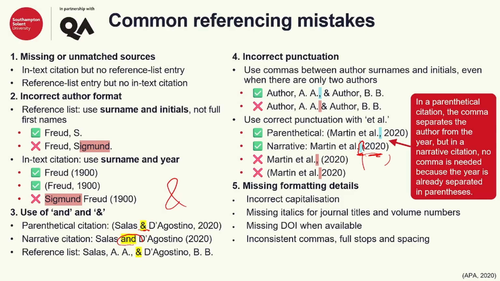Finally, check every comma, full stop, bracket, and space. APA references contain many small formatting details, and consistency is essential. Before submitting your report, compare every in-text citation with the reference list. Then, compare each reference list entry with the appropriate APA format for that particular source type.